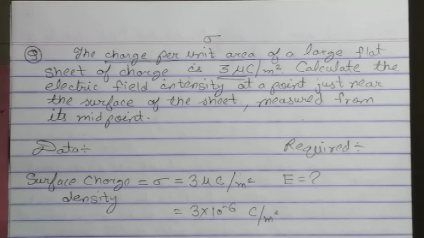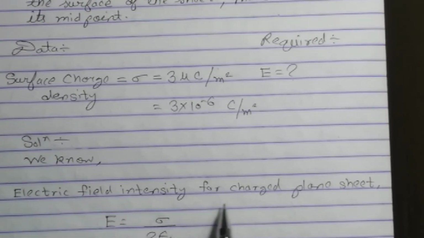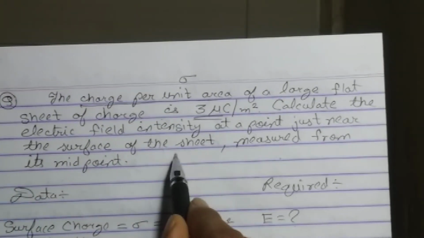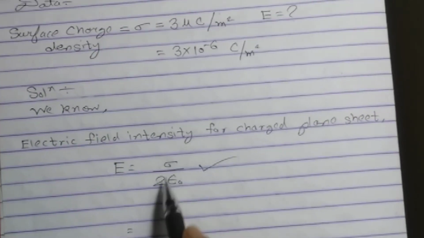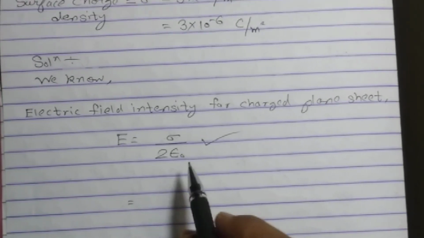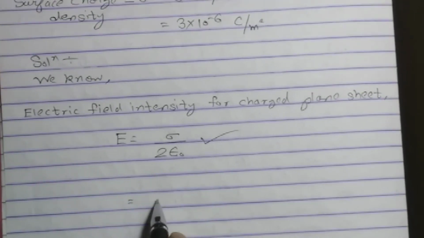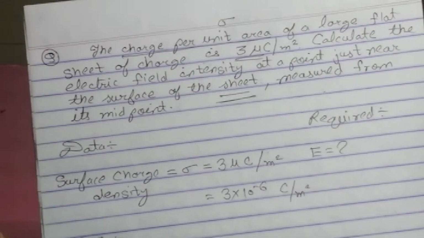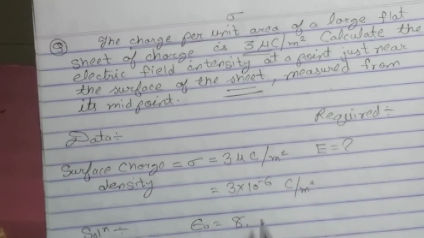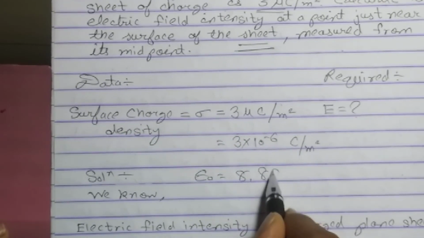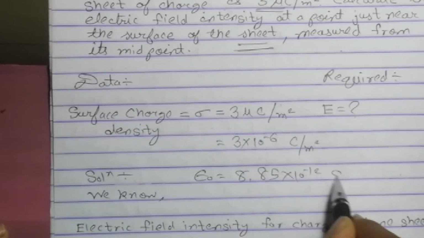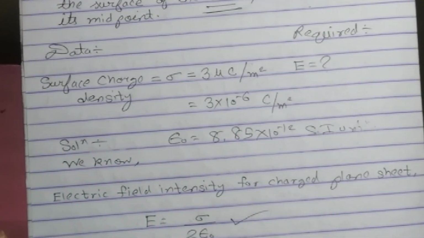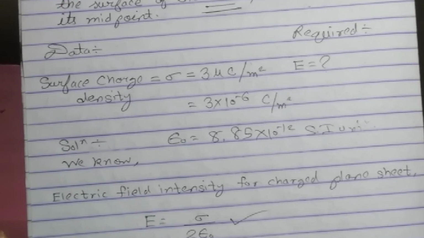Okay, so students, what is the formula? Electric field intensity for a charged plane sheet is given by, because it is mentioned here that it's a sheet, sigma upon 2 epsilon naught. So what is the value of sigma, students? We have 3 into 10 raised to minus 6 upon 2. What is the value of epsilon naught? You know that it is 8.85 into 10 raised to minus 12 SI unit. So now I'm going to put 8.85 into 10 raised to minus 12.